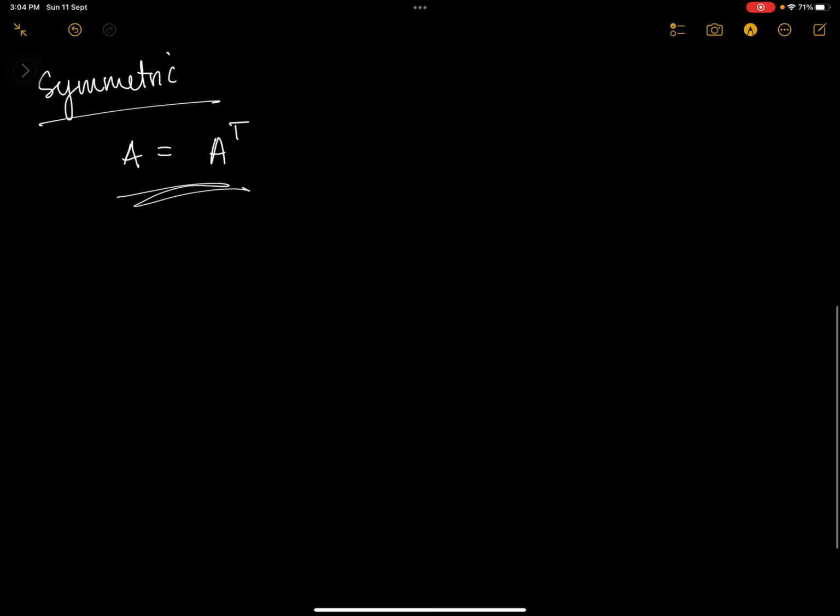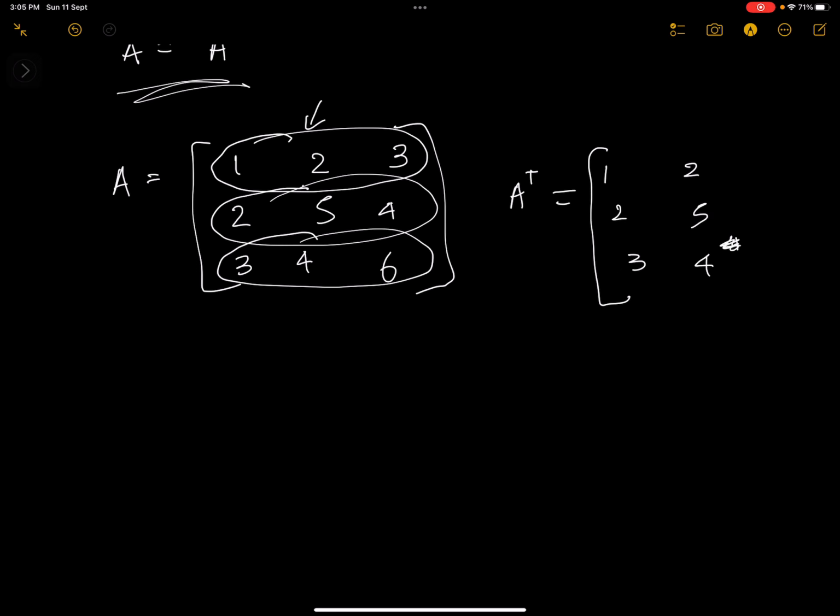One very good example of a symmetric matrix would be, say, 1 2 3, 2 5 4, and 3 4 6. So if I take a transpose of this matrix, by transpose I mean if I were to convert these rows into columns of another matrix, if I take this row, it will be 1 2 3. I'll take the second row and put it as the second column. It will be 2 5 4. Third row, and it will be the third column, and it will be 3 4 6.